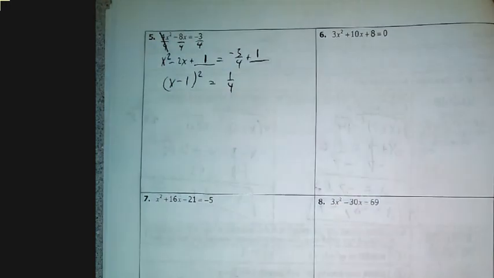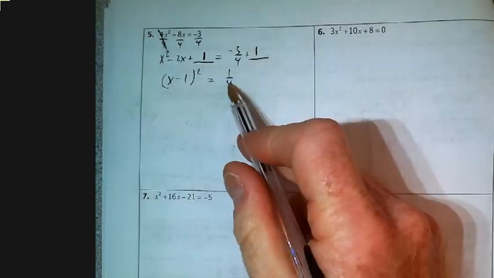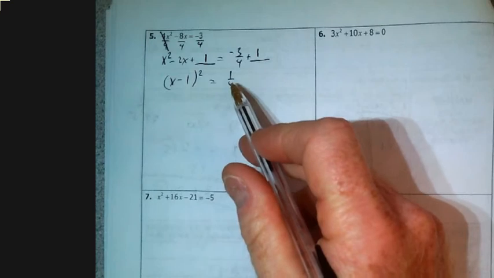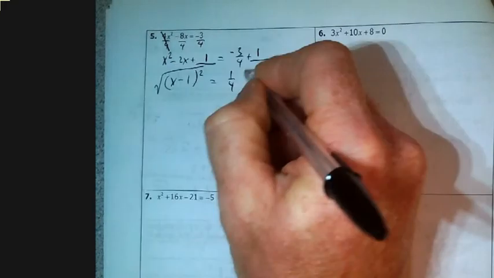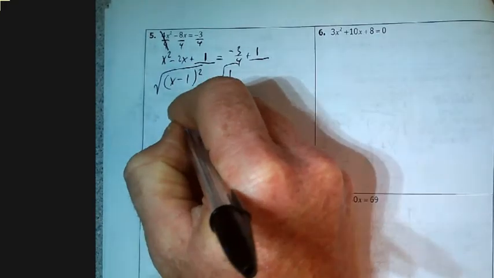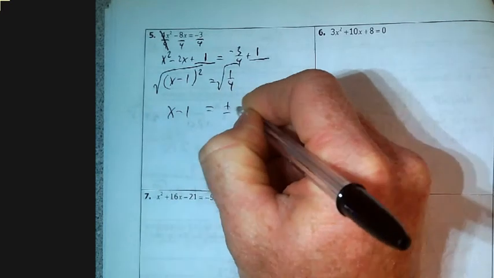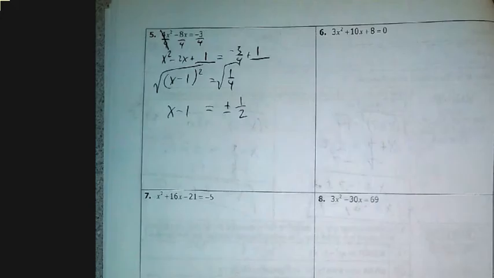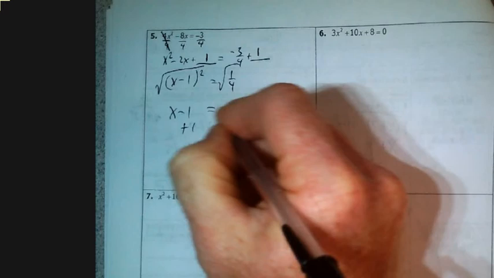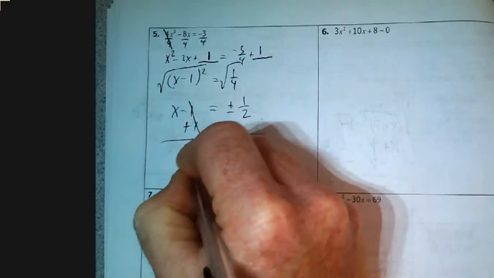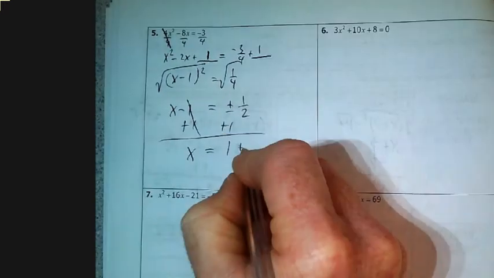Alright, and again, this is going to work out nicely because 1/4, you can take the square root of that real easily, right? So we're going to take the square root of both sides. X minus 1 equals plus minus 1 over 2. Now add 1 to both sides. X equals 1 plus minus 1/2.